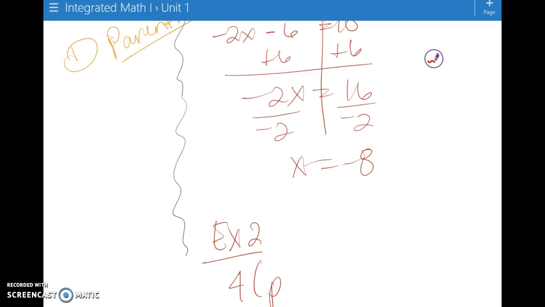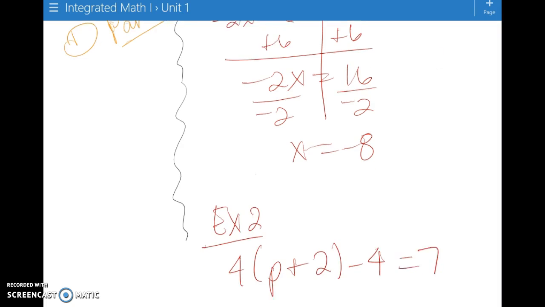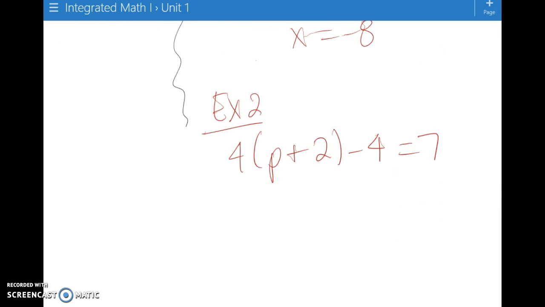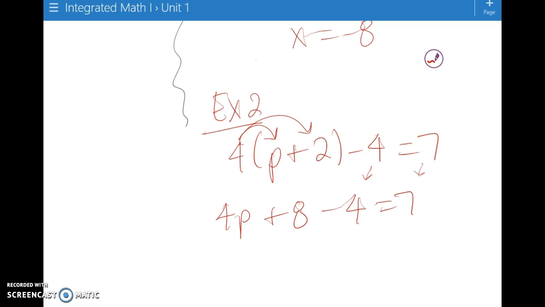4 times p plus 2 minus 4 equals 7. See how they're getting a little more complicated. First step, distribute. Get rid of those parentheses first. 4p plus 8 minus 4 equals 7. Notice after I distributed, I just brought everything else down. I brought the negative 4 down. I brought the 7 down. So what did I do first? I used the distributive property.